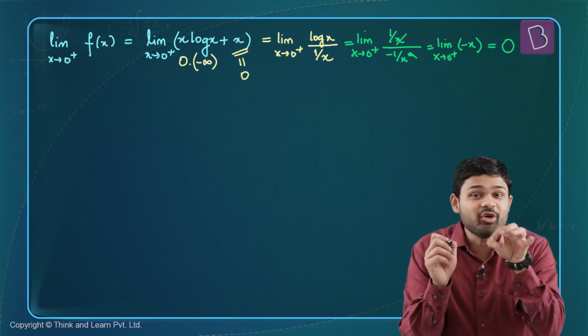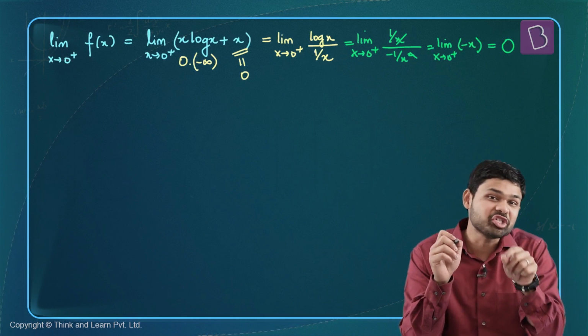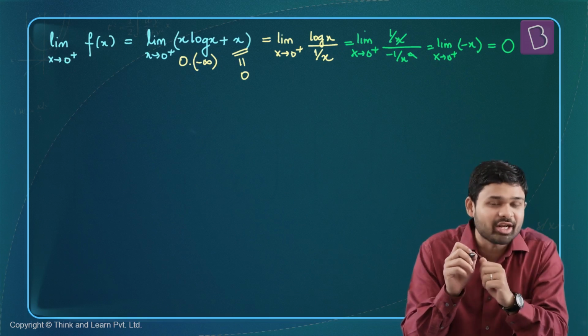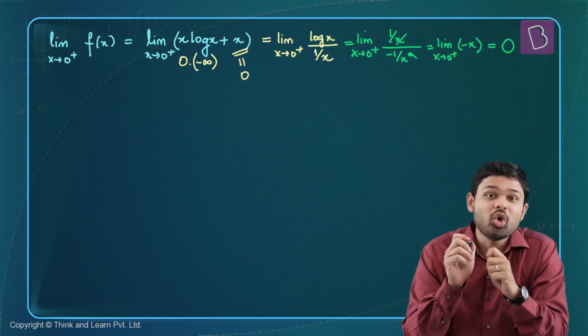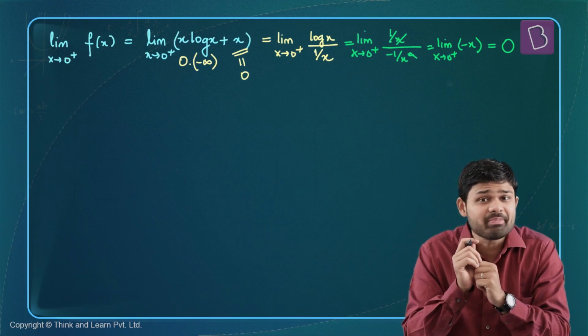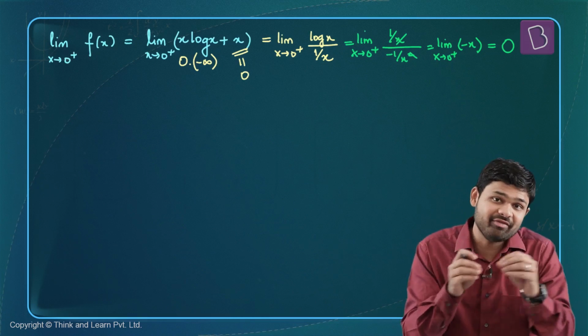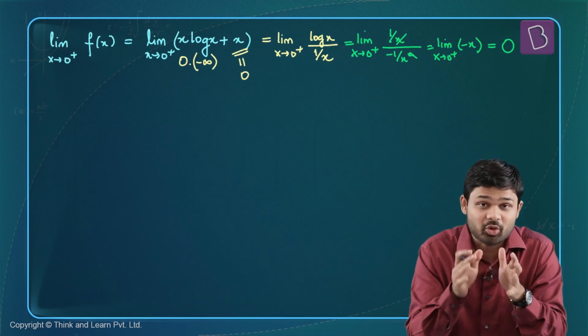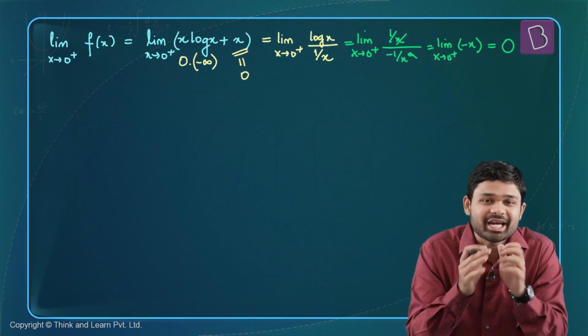So as the value of x approaches 0, the function also takes a value which is very close to 0. So limit x tends to 0 plus of f of x is actually equal to 0. Now this is a very important piece of information which we'll be using when we are solving this question. So let's keep this information aside for some time.